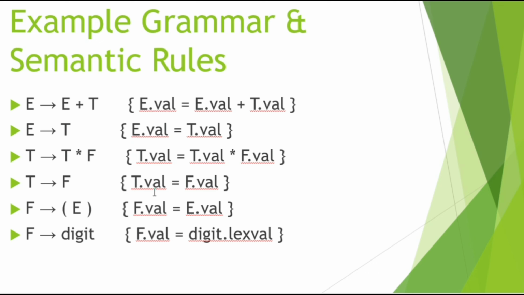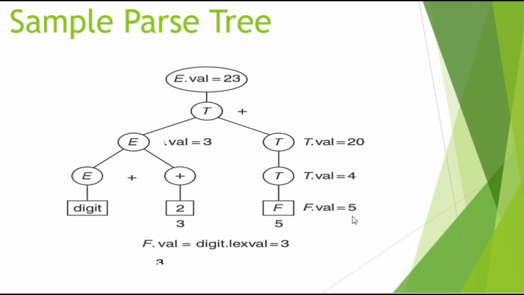Let me now show you a grammar with semantic rules. Here is a simple arithmetic expression grammar. Each of these rules contains only synthesized attributes. So when we parse something like 3 + 4 * 5, the parser reduces step by step and calculates values at every node. And in the next slide, we are going to see the sample parse tree.